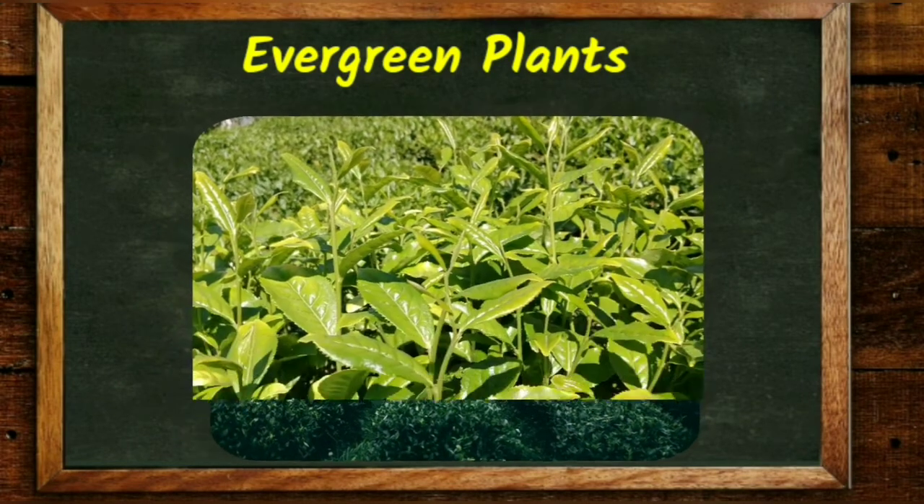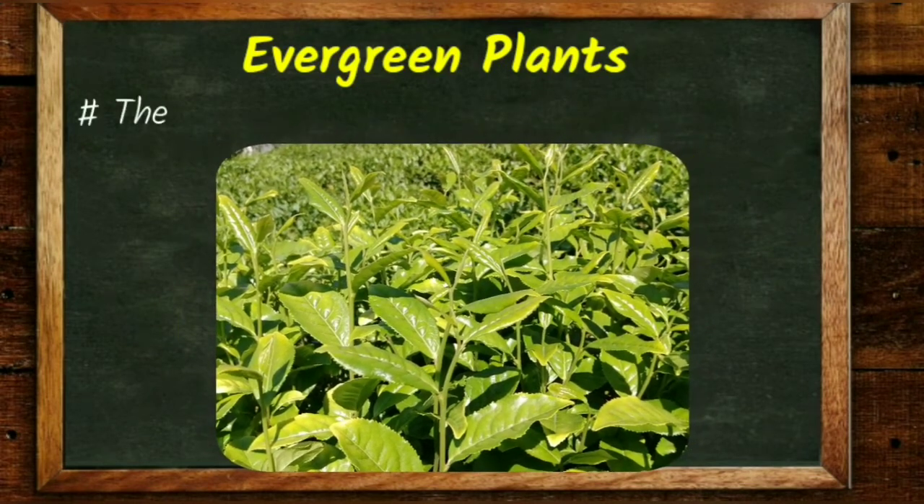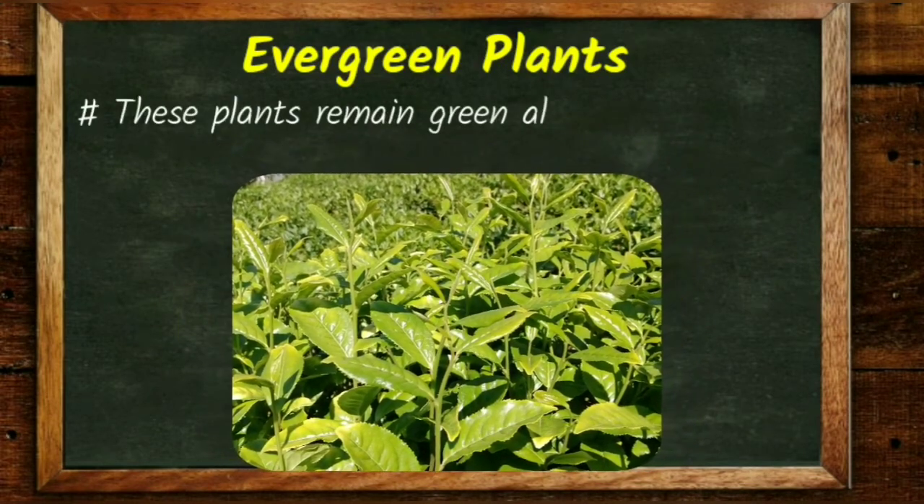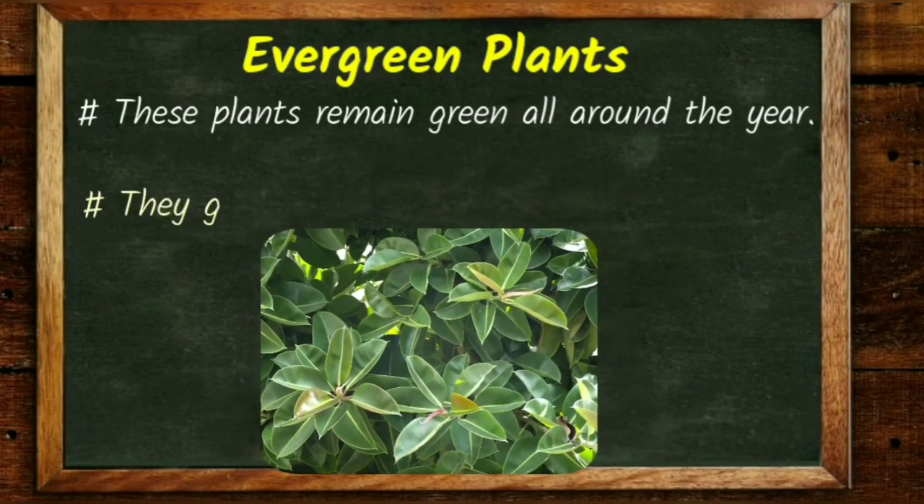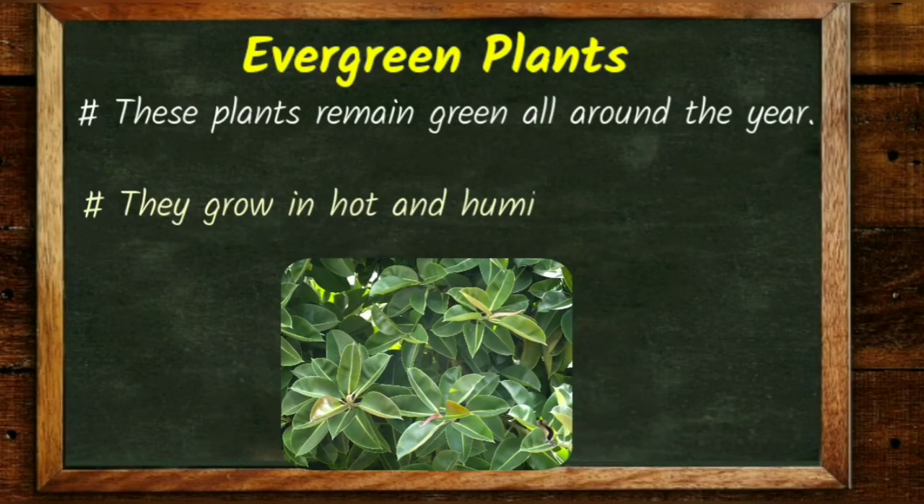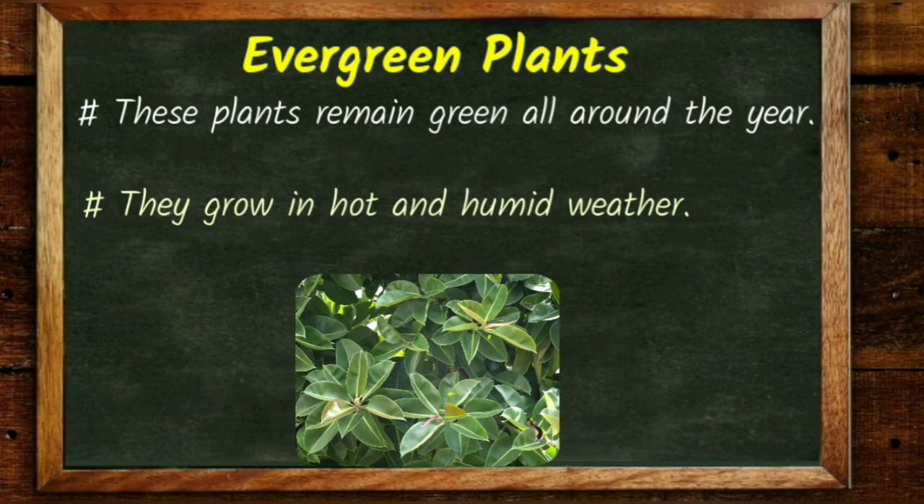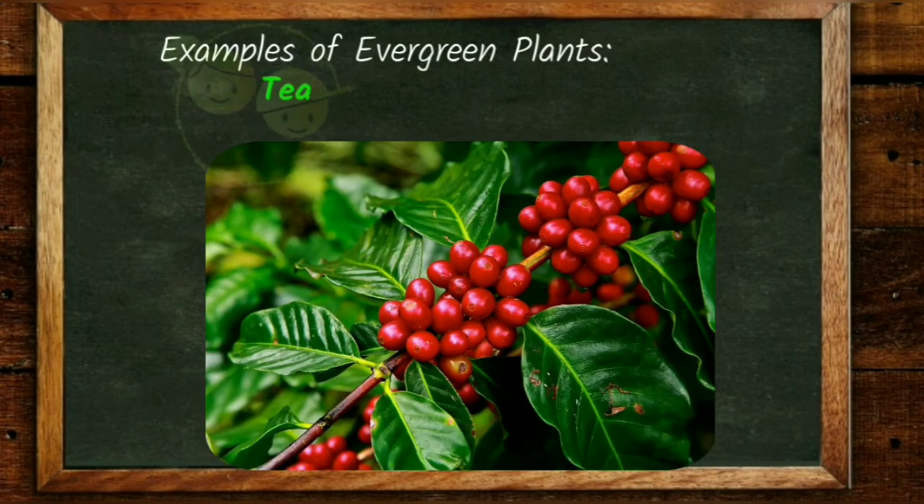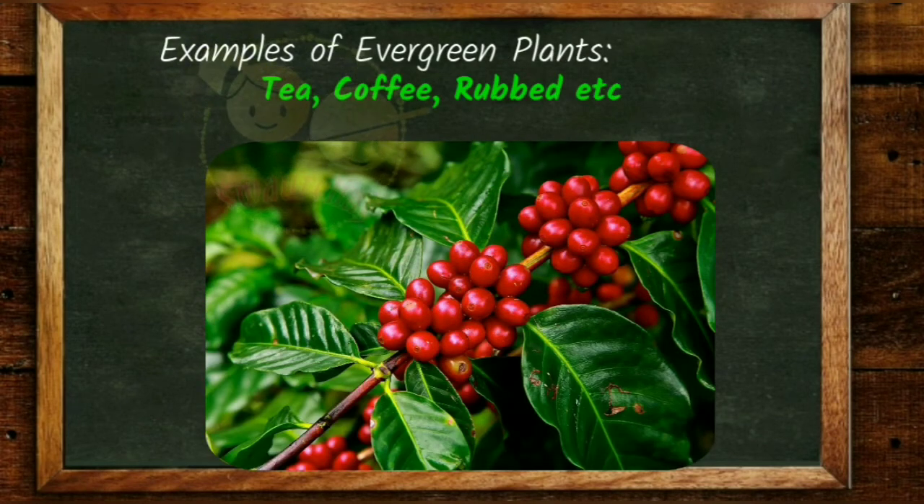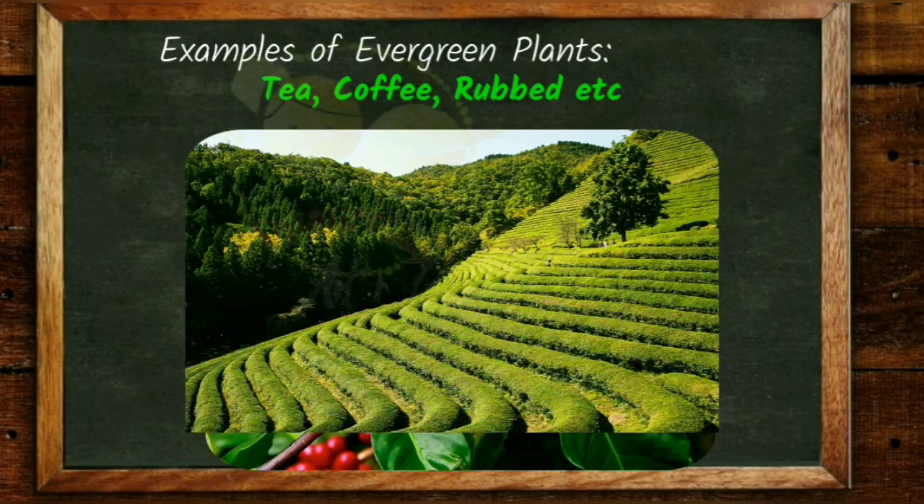Now learn about evergreen plants. These are plants which remain evergreen throughout the year. These plants remain green all around the year. They grow in hot and humid weather. Examples of evergreen plants: tea, coffee, rubber, etc.